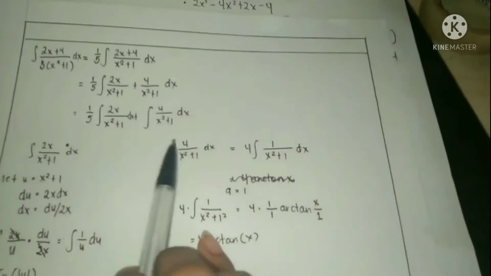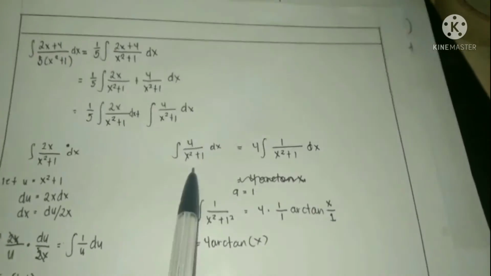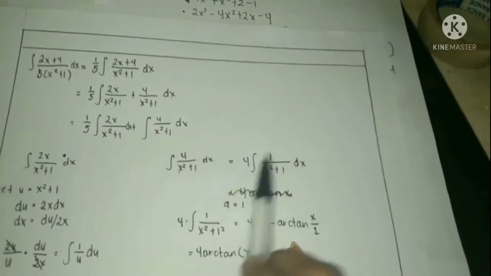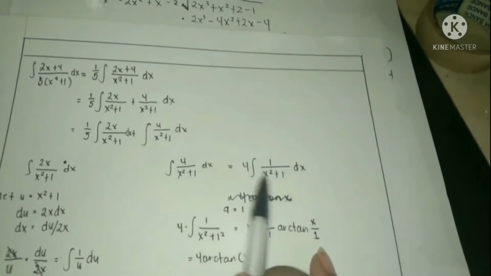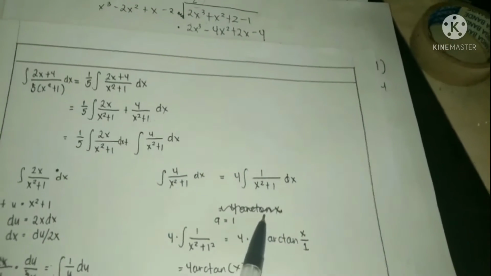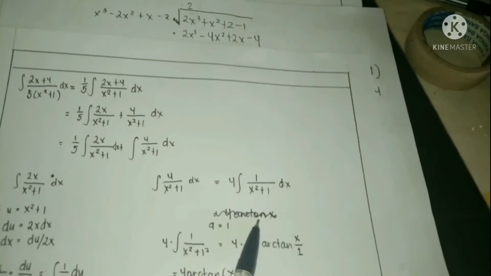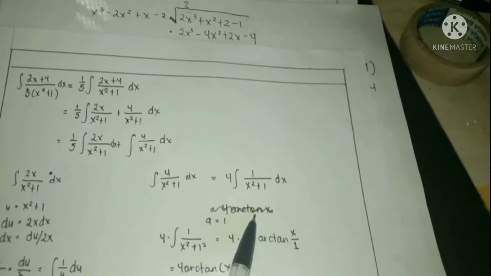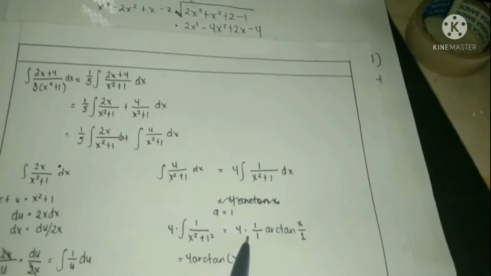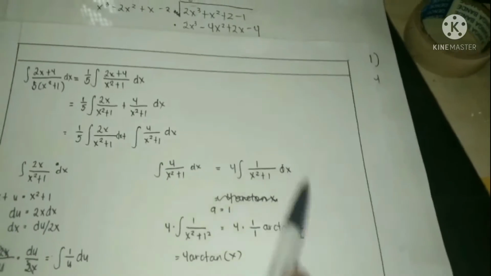So, the next na i-integrate natin is yung the integral of 4 over x squared plus 1 dx. So, lalabas natin yung 4, which is constant. So, 4 is the integral of 1 over x squared plus 1 dx. So, we are going to integrate this by using the integral of dx over a squared plus x squared, which is equal to 1 over a arctan of x over a.